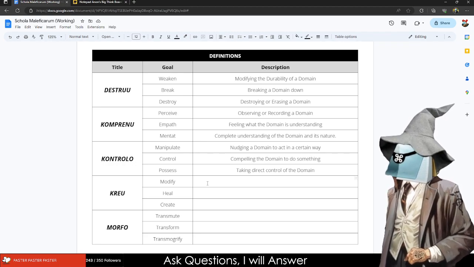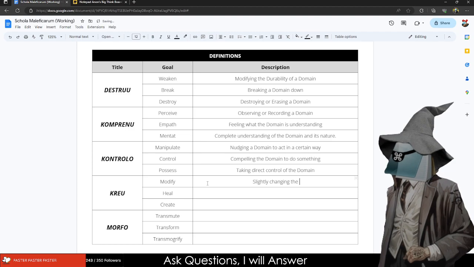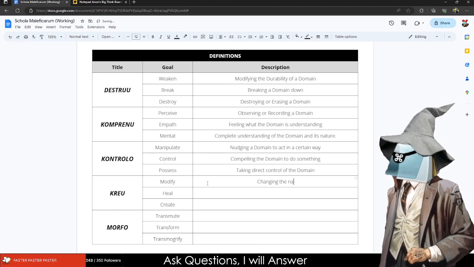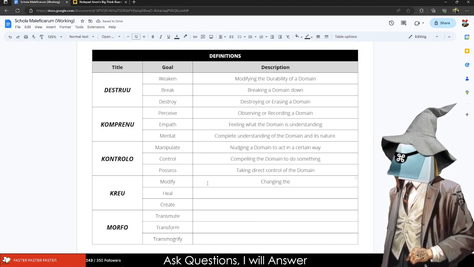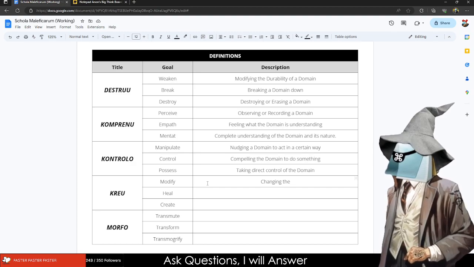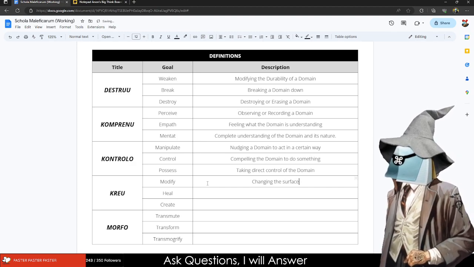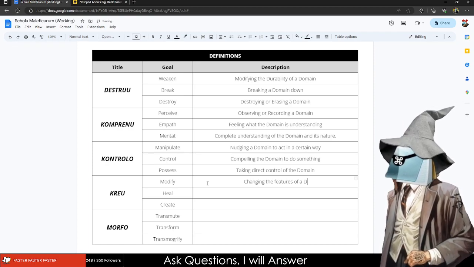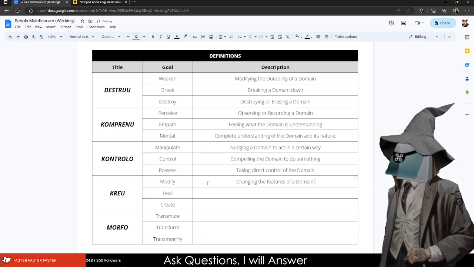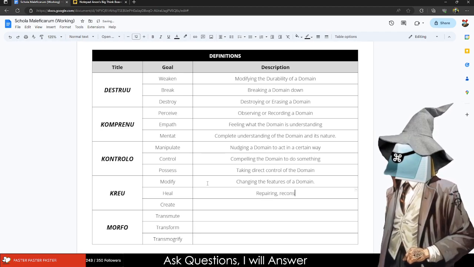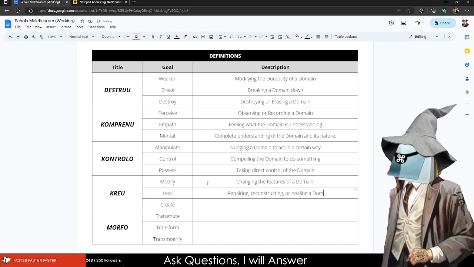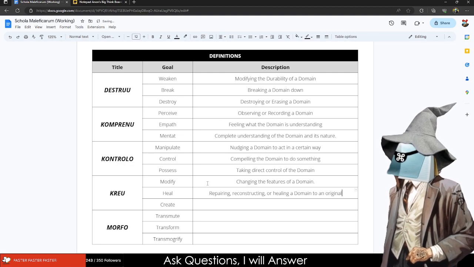Modify, changing, let's see, changing the... what do I want to do? Surface features. Actually, no. Changing the features. Changing the features of a domain. Repairing, reconstructing, or healing a domain to an original state.